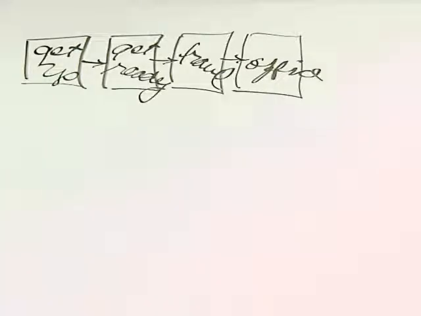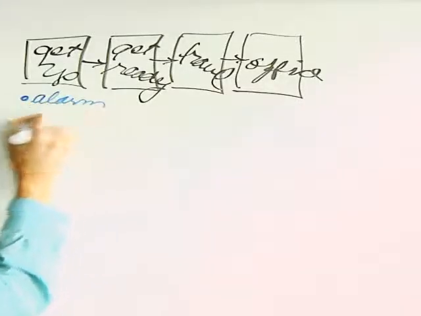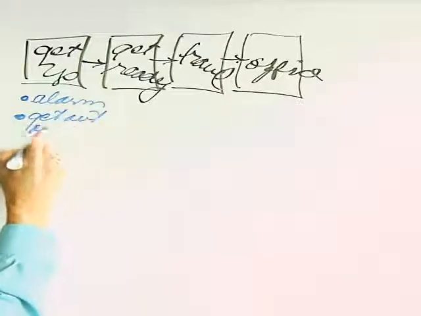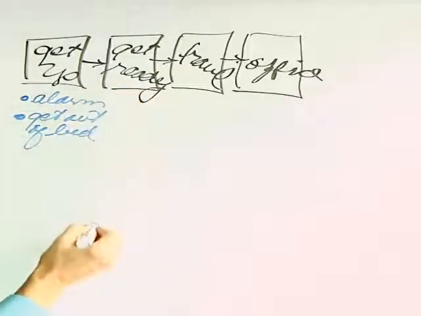So let's think about the first block. Get up. There's really 2 things you have to do. Turn off the alarm and get yourself out of bed. Right? Now, this second block, however, has many more activities.